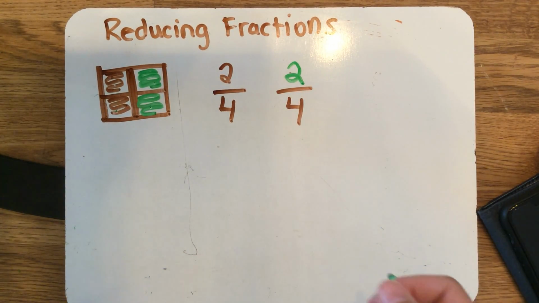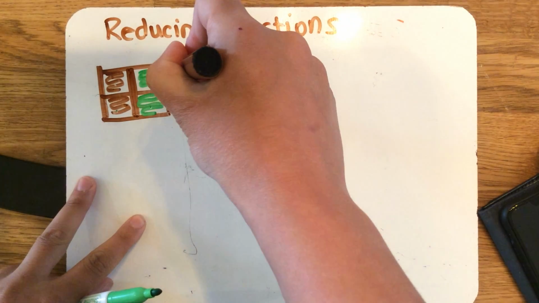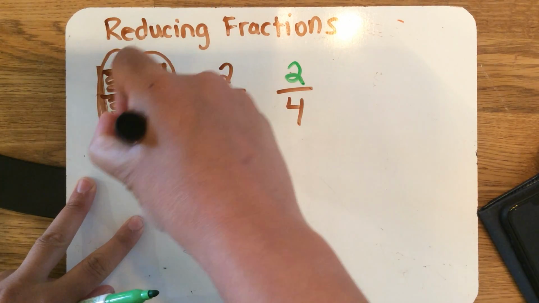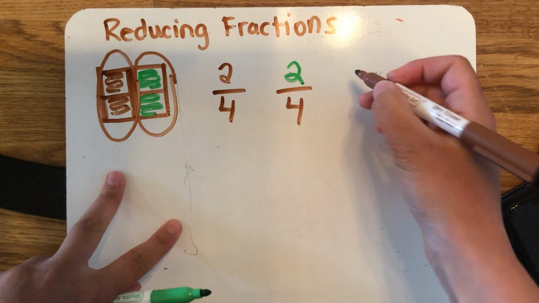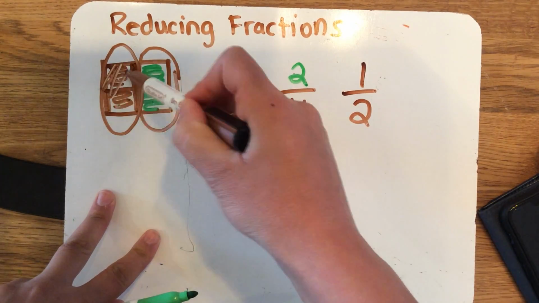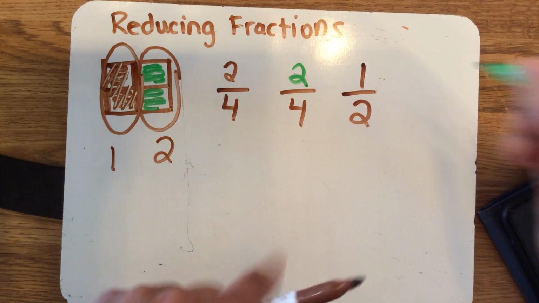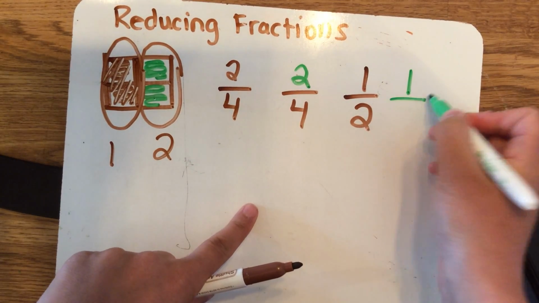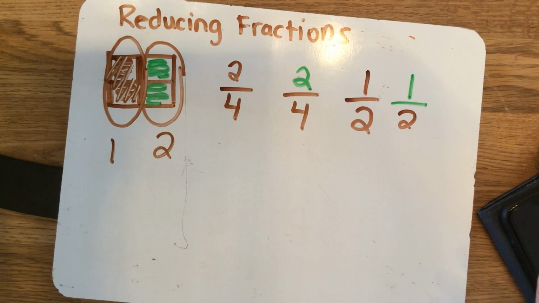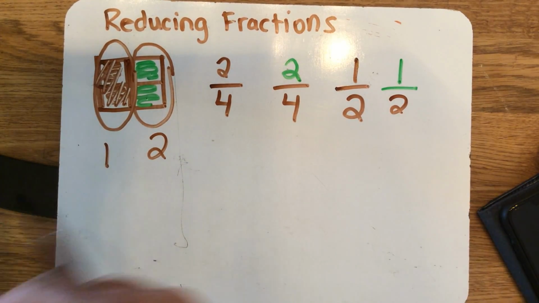But you can tell just by looking that there's a simpler way to write this fraction. If I make these into 2 groups instead of 4 groups, I can tell that I got 1/2, or 1 out of 2 pieces, and my cousin also got 1 out of 2 pieces. Okay, so your worksheet asks you to group like that.